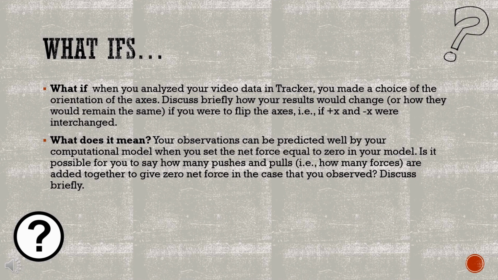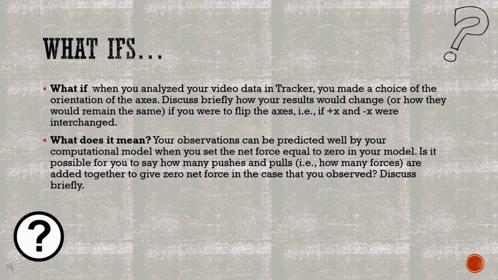Since in the video the ball is traveling to the right-hand side, if you flip the axis, you're saying the ball is traveling to the left-hand side. However, the shape of the graph will still remain linear. The reason for this is that the ball is still traveling at a constant velocity, so the overall shape remains the same.